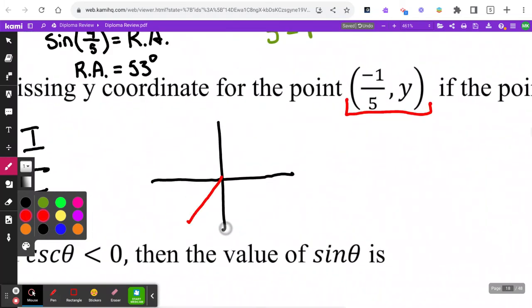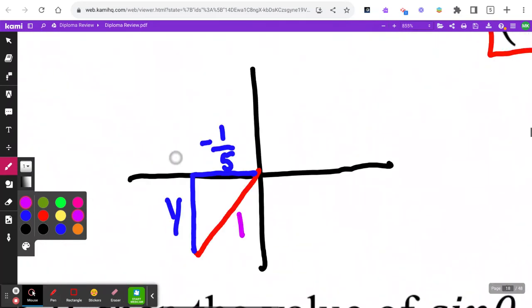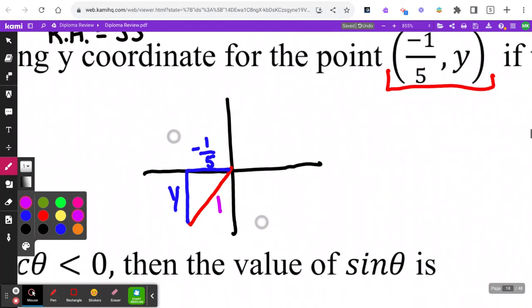My triangle has an unknown y value, an x value of -1/5. And you know the radius. It says it's on the unit circle. So your radius is 1, right? Now you've got yourself a nice little sketch of a triangle. You're trying to find y. If you have two sides of a triangle, to find the third one, you do Pythagorean Theorem.